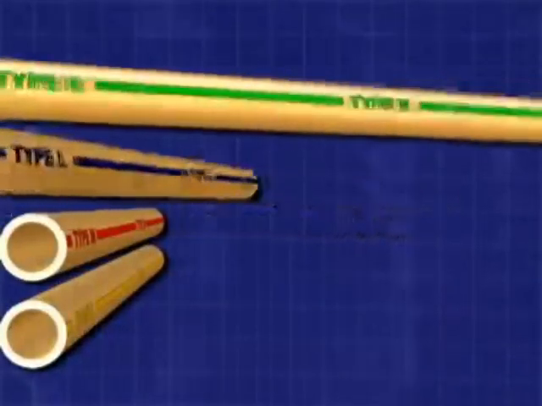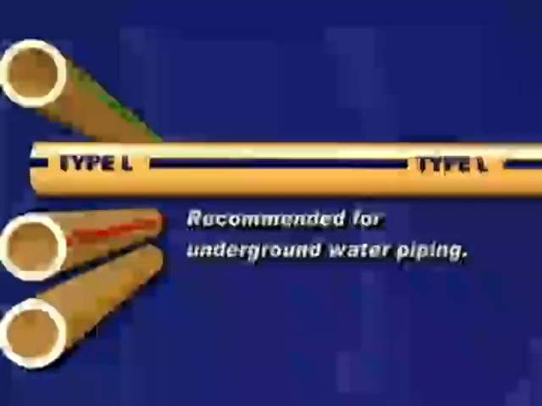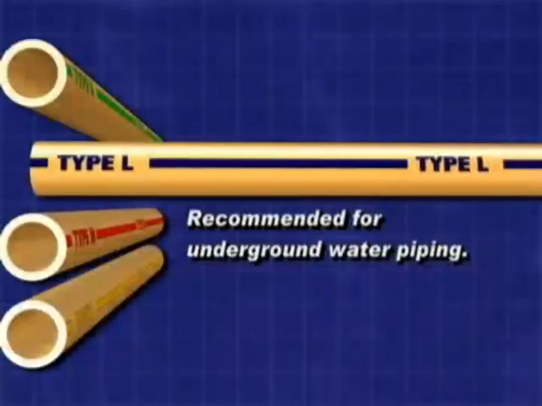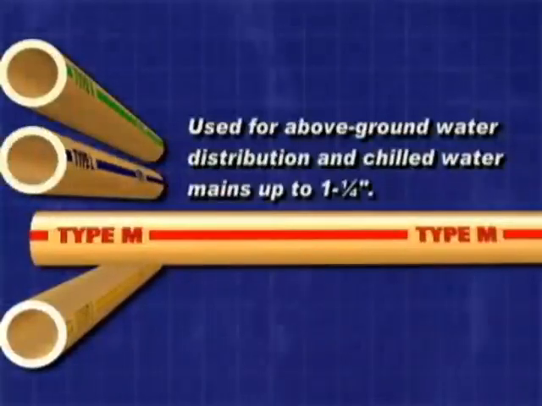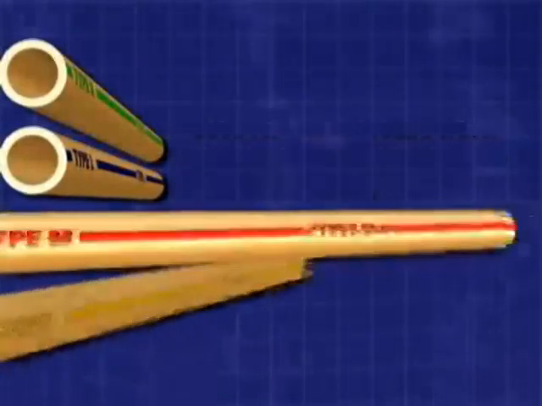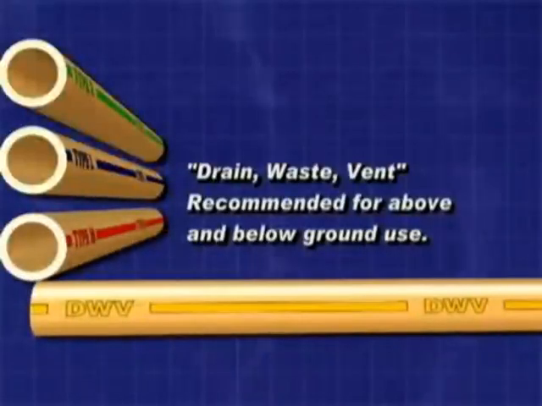If we drop down to the chart just below, we can see how the K is used, how the L is used, and the M, and so on and so forth. Now the K, the L, and the M are typically used in a pressurized system of supplying water. And the DWV, since it has the thinnest wall, is not used in a pressurized system. Read over that page. I think you'll understand fairly clearly how those different types are used.